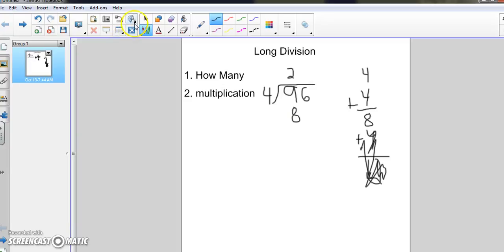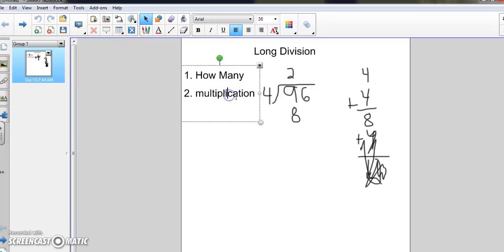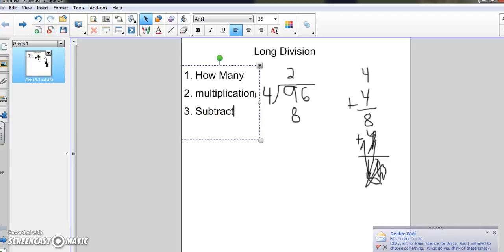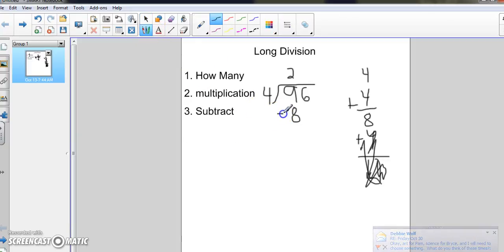And my next step is subtract. And so when I look at this, I need to add in my subtraction from this number here, 9 to 8. And that equals 9 take away 8 is 1.